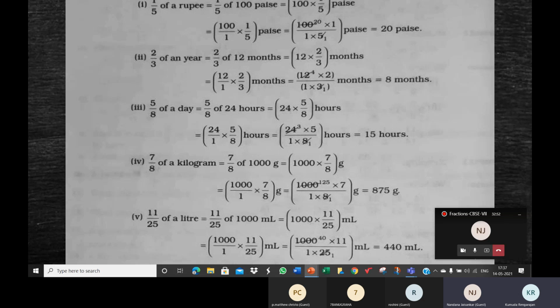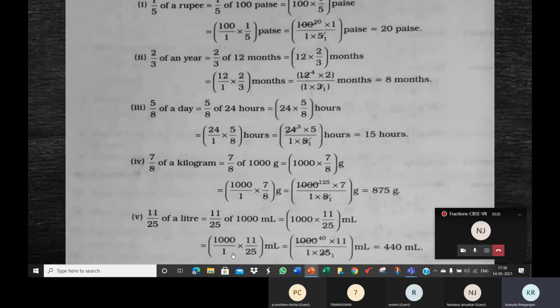All right, please disable your mic. You can see the steps here. First it is 11 by 25 of a liter is replaced with 1000 milliliters. That's the first step. 1 liter is 1000 milliliters. That's what you should first write. Next you can see this 11 by 25 here. Of means into, and you can see this 1000 here. You can also write 11 by 25 into 1000, this 11 by 25, then multiplied by 1000. You can write this first and then this.